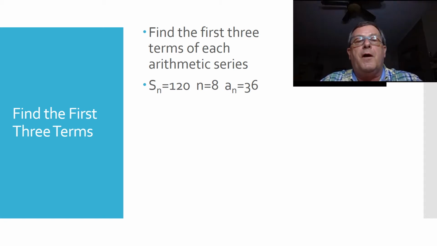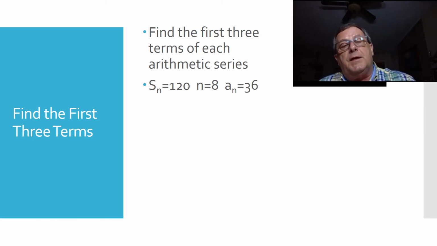Well, we're still working with arithmetic series. In this example, which is example 5 on page 668, we're being asked to find the first three terms of an arithmetic series, and we're given some data. We've been given the sum of the series, which is 120.